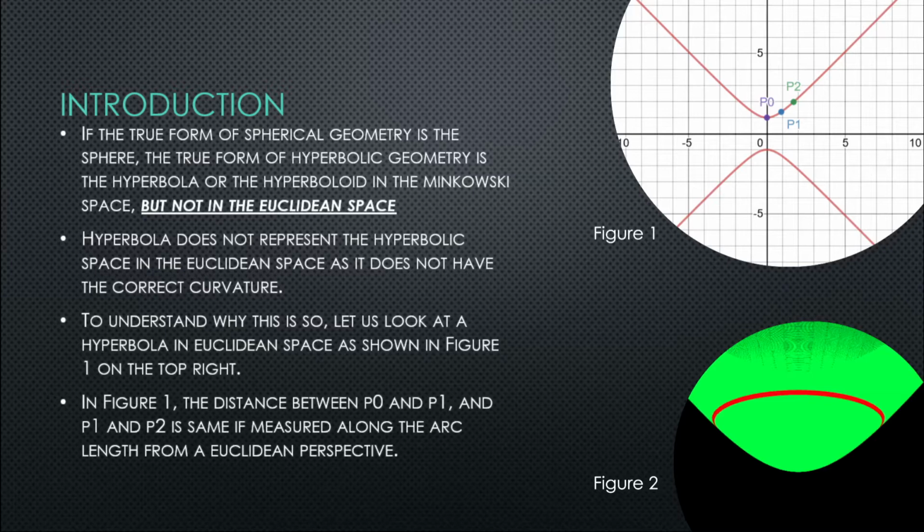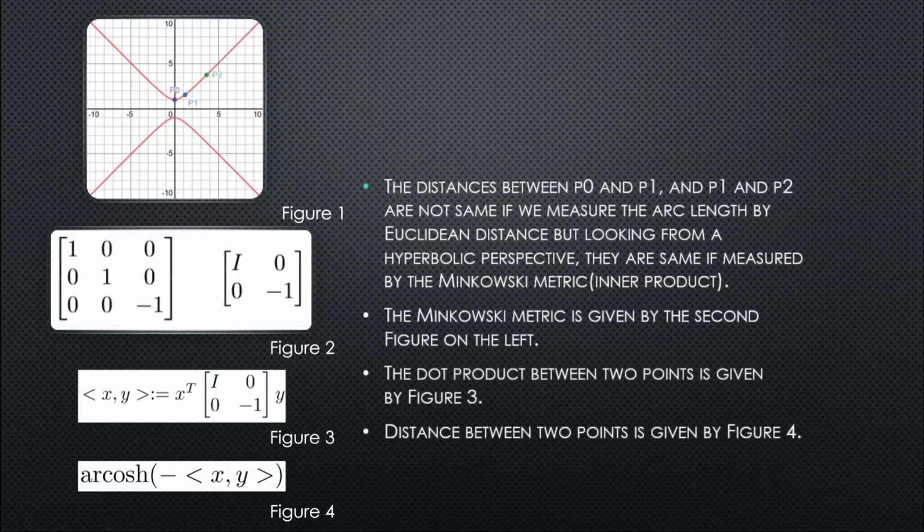Let's consider an example. In the top right figure, the distance between point 0 and point 1 is the same as the distance between point 1 and point 2. According to Euclidean space, if we measure the arc length of the hyperbola, in both cases it would be 1 unit. Now, if we consider hyperbolic space, we already see a difference in the top left figure. The distances between point 0 and point 1 do not look the same from a Euclidean perspective. However, according to a hyperbolic perspective, they are exactly the same.